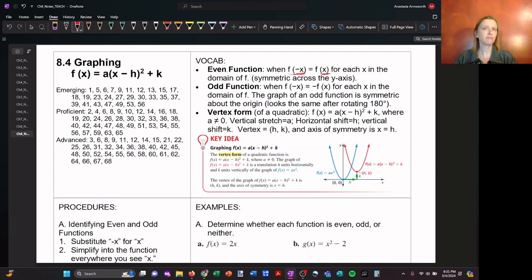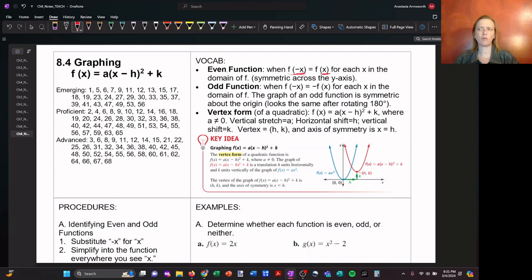An odd function is also symmetric, but in a different way. When you plug in the negative value for x, you actually get the same number value as you would have if you'd plugged in a positive value, except the sign is opposite. And what this creates is a graph that's symmetric in the sense that if you rotate your piece of paper or your graphing calculator 180 degrees, the graph looks exactly the same.